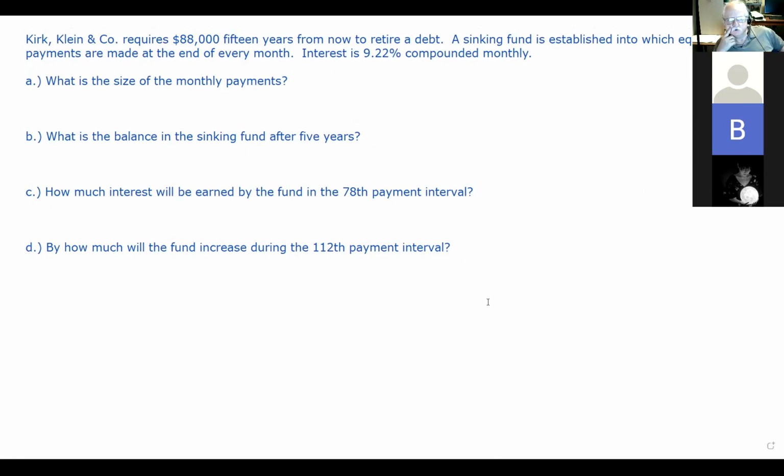So Kirk, Klein and Company requires $88,000 15 years from now to retire debt. A sinking fund is established into which equal payments are made at the end of every month. So it's not annuity due. And interest is 9.22% compounded monthly. So for the size of the monthly payments, we need to figure out how much the payment is.